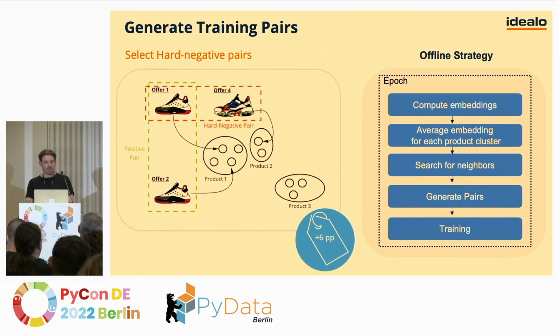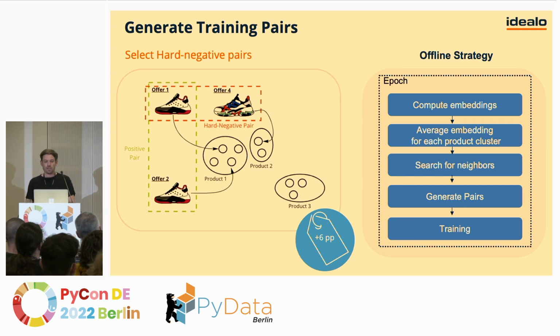Yes, there is. You can try to identify hard negative pairs. Hard negative pairs are offers which are really close by in the embedding space, but still belong to different products. Offer 1 and offer 4 are really close by, but still they are from 2 different products. Using this approach gave us a boost of 6 percentage points.